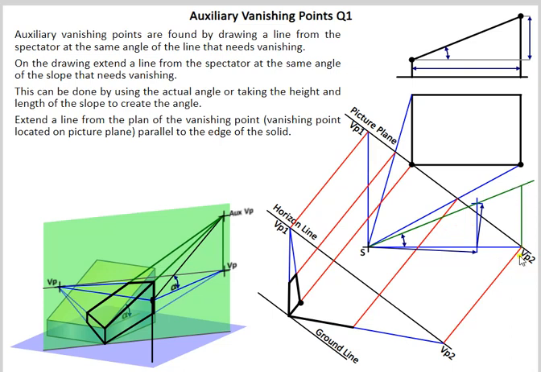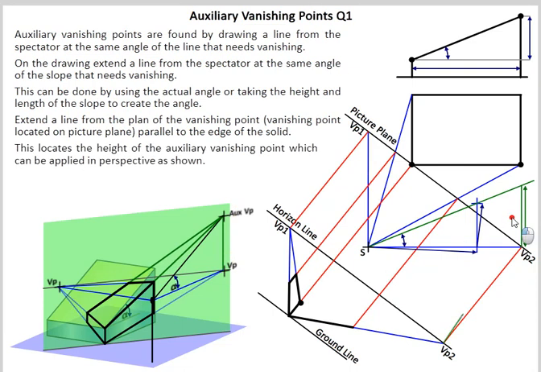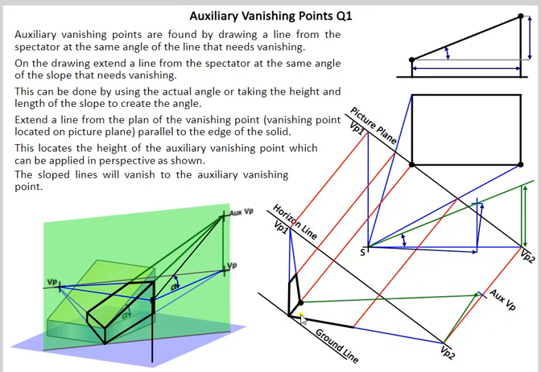This measurement is really important because this measurement corresponds to the measurement over here. How much this auxiliary vanishing point is above this vanishing point. So we take this measurement and we mark it above our vanishing point 2, VP2. This is our auxiliary vanishing point. Now this allows us to actually draw in this object here. So from this point here, we've joined it to auxiliary vanishing point. We've now found the height of this without using a height line.